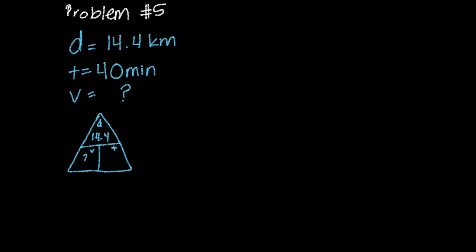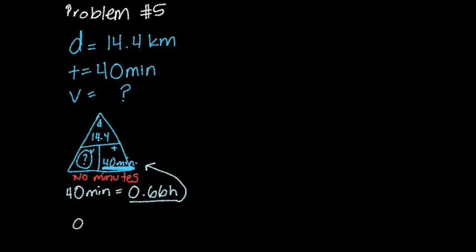The big problem is when we come to the time says 40 minutes and we don't have kilometers per minute. We need to change those 40 minutes into hours. So we divide 40 divided by 60 and we're going to get hours. 40 minutes is the same as 0.66 hours. Now we use it instead of that into our triangle. So we divide 14.4 by 0.66 and the answer is the following. Okay, 21.81 kilometers per hour.